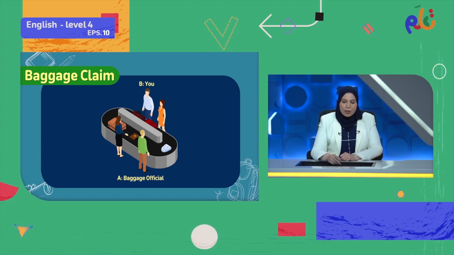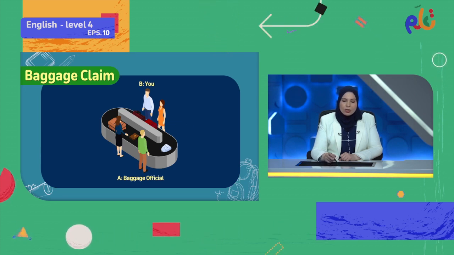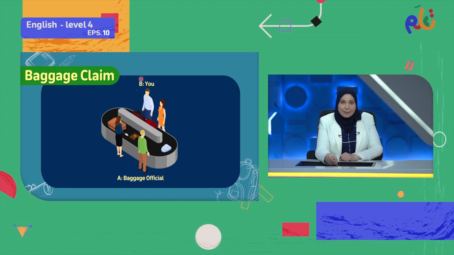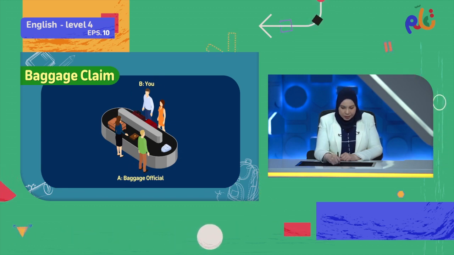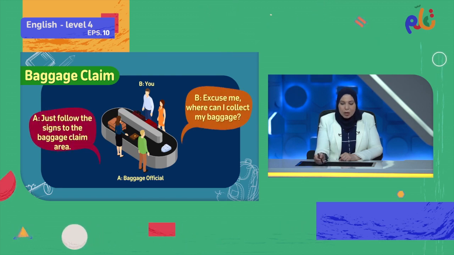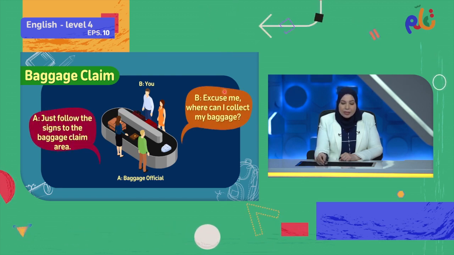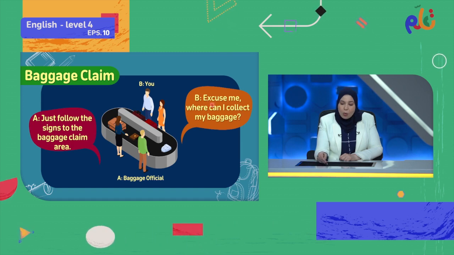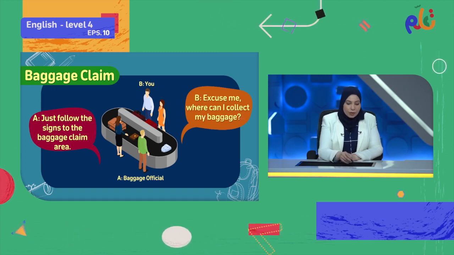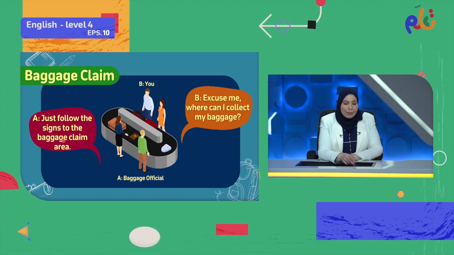Okay, so let's see how the conversation goes between you, the passenger, and the baggage official or the baggage employee. So, usually the conversation starts with the passenger. It's usually the passenger who says the first thing. Excuse me, where can I collect my baggage? Just follow the signs to the baggage claim area. The signs are things that can tell you how you can move from a place to another.